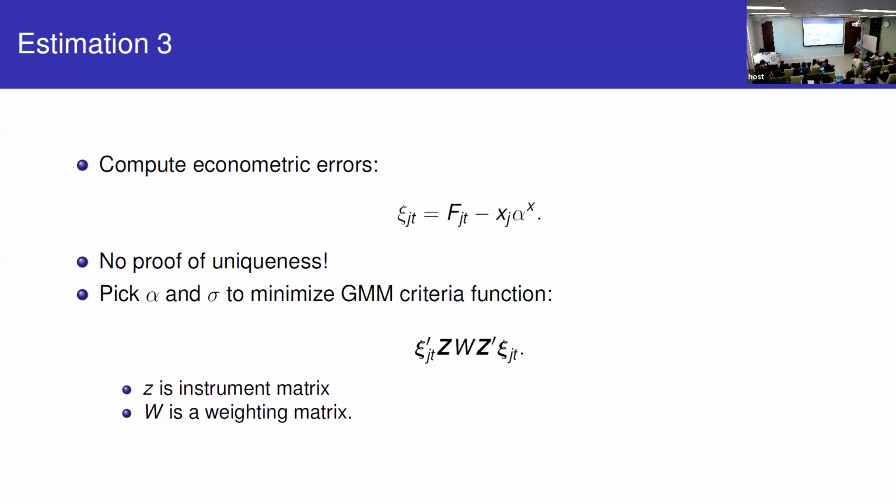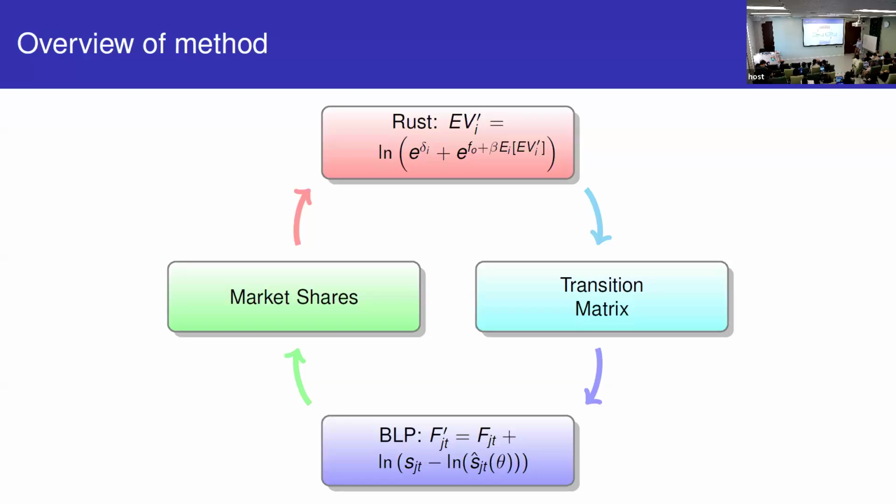So here's a picture that's supposed to help you think of all this. I don't know how helpful this is, but you can imagine I have this Rust equation where I'm updating the value function. Based on that, I can construct a transition matrix. Based on that, I can now get market shares and update my mean utility. And then I circulate through all these steps until I get to a solution to jointly the F's and the continuation values.